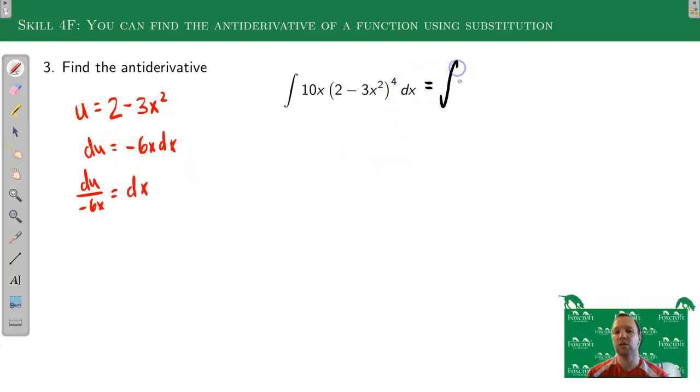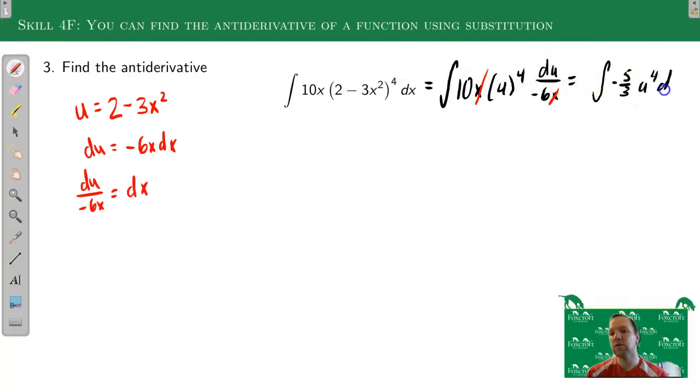And now my integral: 2 minus 3x squared is u, so now it's u to the 4th. dx is du over negative 6x. So one way I know I picked the right u is that the x's cancel. So that x and that x cancel. These numbers don't fully cancel, so we're going to do the same thing we did on the last example. I can rewrite this as negative 5 over 3 u to the 4th du. But whenever I have a constant multiple, I can just write it in front of the integral. That's just going to hang out when I do my antiderivative.